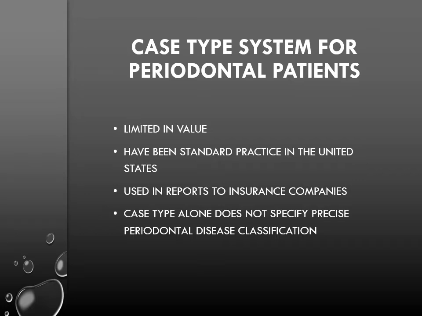Since 1999, they've been using this case type system. It's used in reports to insurance companies, and the case type alone does not specify the precise periodontal disease classification. So when it comes to case type, it's hard to determine, just because you're a case type 2 doesn't mean you necessarily need SCRP. What if you just need a perio maintenance? So it can be kind of difficult to use this.